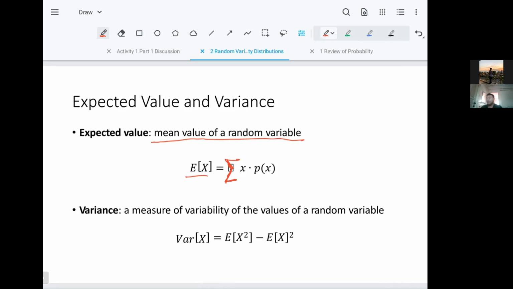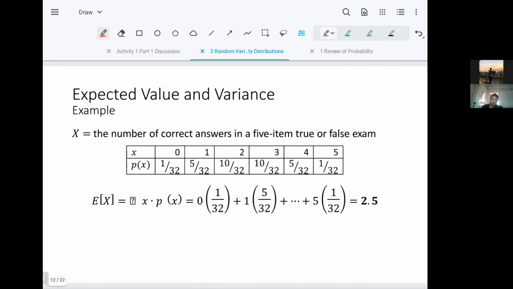So, using the same example, yung number of correct answers, how do we compute? So, summation daw ito, diba? So, it's gonna be 0 times its corresponding probability P of X, 1 out of 32. Plus, kasi summation nga parang i-add ko lahat ng mga products na yan. So, 1 times 5 over 32 until I arrive at 5 times 1 over 32. And then my answer would be 2.5.